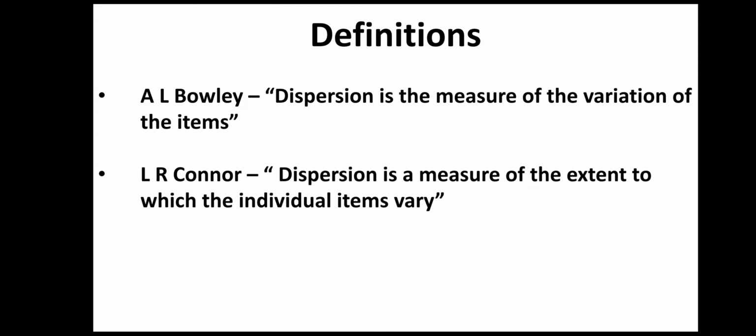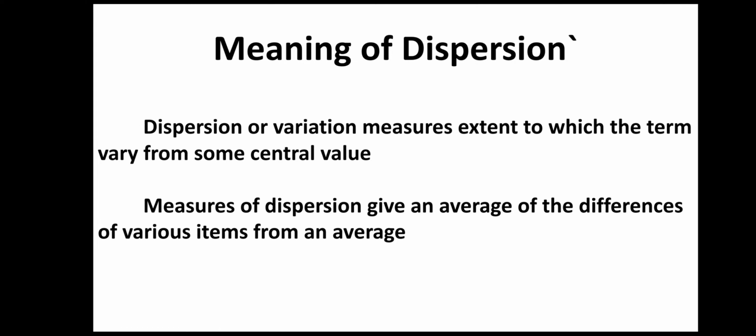According to A.L. Bowley, dispersion is the measure of the variation of the items. According to L.R. Connor, dispersion is a measure of the extent to which individual items vary. And meaning of dispersion: dispersion or variation measures the extent to which the items vary from a central value.